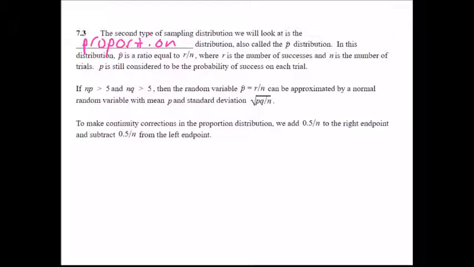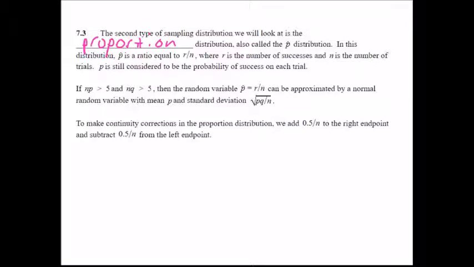Basically, it's a ratio, like a fraction. R is the number of successes, N is the number of trials, and P, without the hat, is considered to be the probability of success on each individual trial. So if we take the number of trials and multiply by the probability of success, and it's greater than 5, and if we do the same thing with the probability of failure, and it's also greater than 5, then the p hat can be approximated by a normal random variable, namely x.